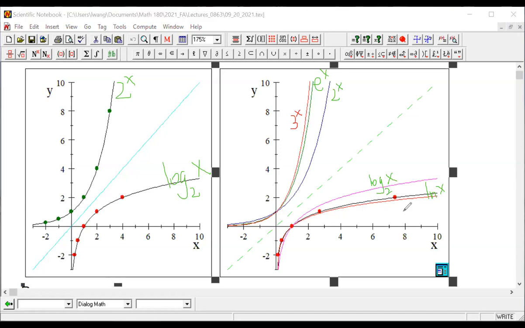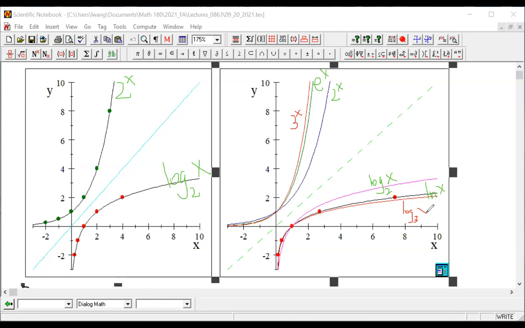Okay, one more thing. How about 10 to the power x? I think my screen is freezing. It's frozen, sorry.